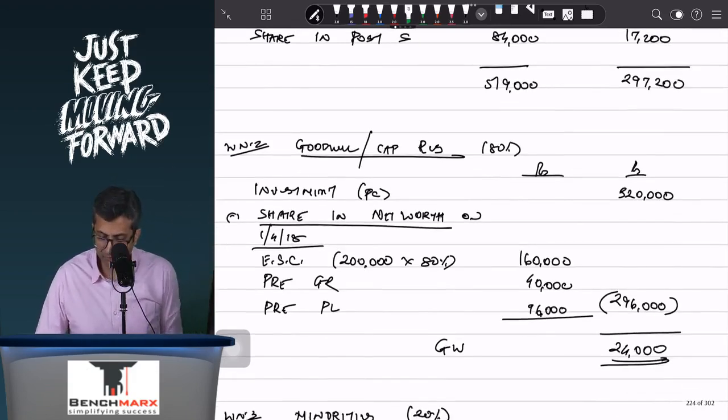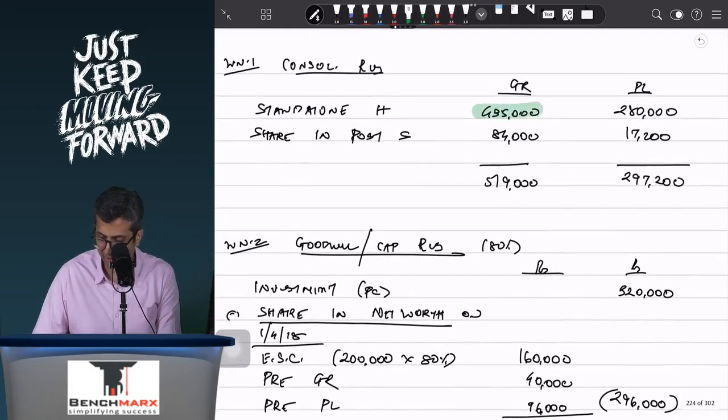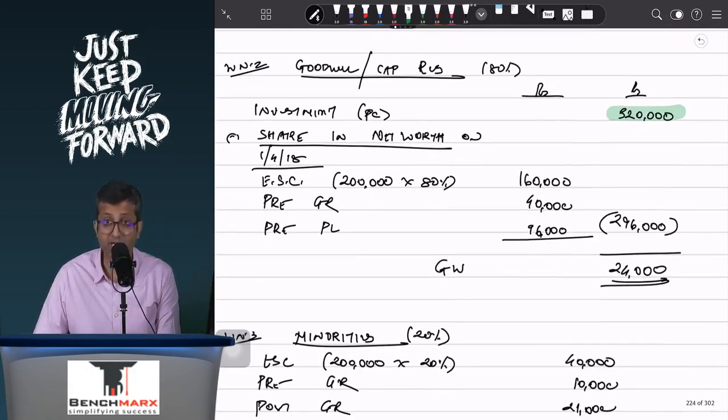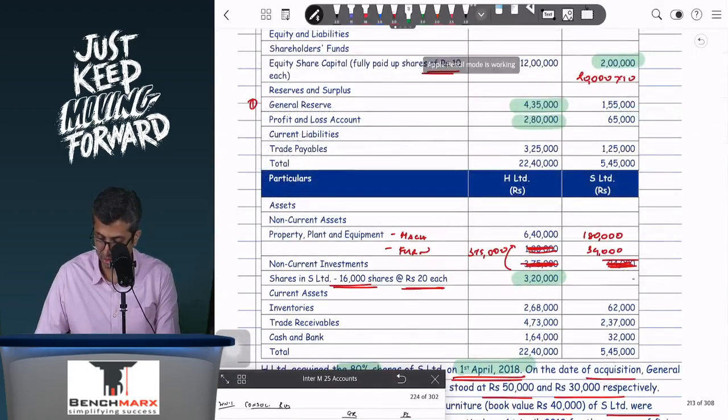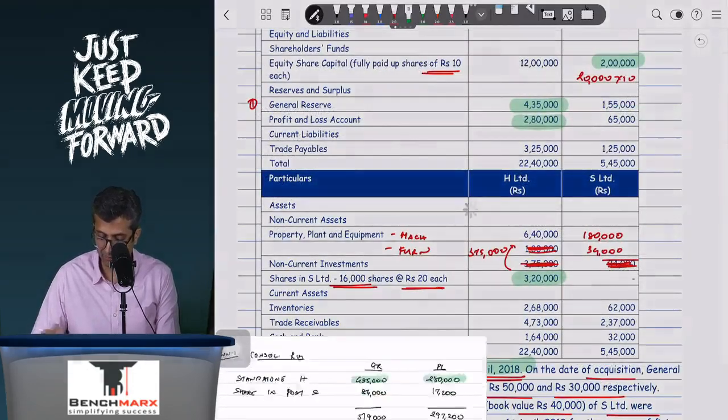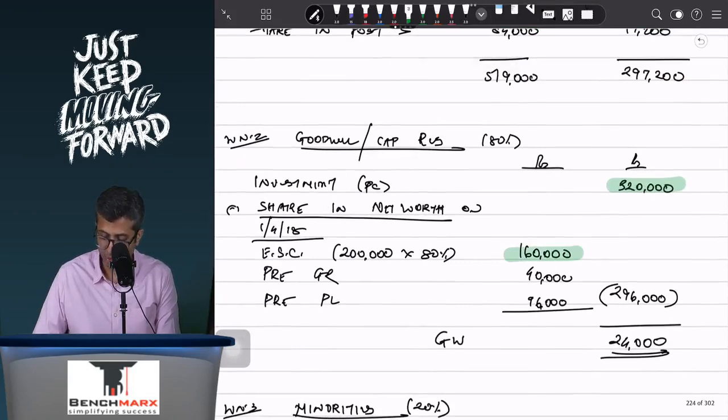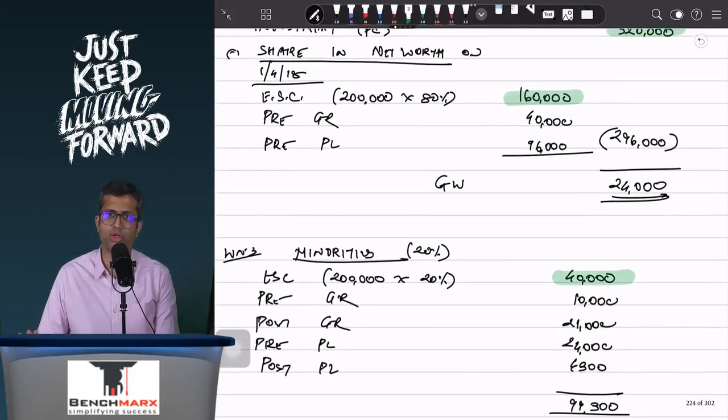What is the problem in that? Then you look at working note number 1, 435, 2 lakh 80. Investment 3 lakh 20, as we have written over here, 3 lakh 20. And share capital of 1 lakh 60 to the parent, 40,000 to the minorities. And now you are going to do the analysis of reserves.